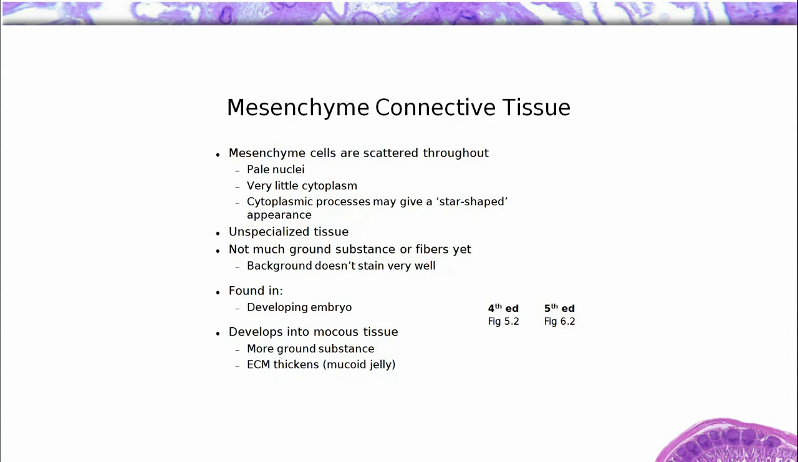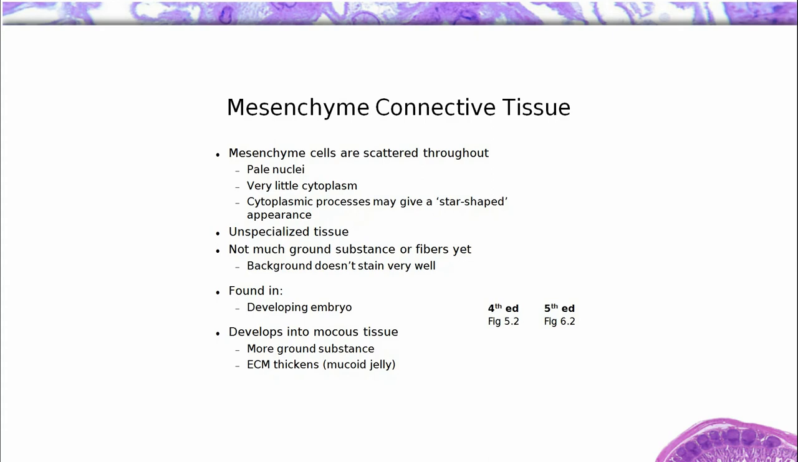Okay, so let's talk about the tissues now. So I mentioned mesenchyme cells and tissues. And so mesenchyme cells are basically scattered throughout a mesenchyme tissue. There's not much ECM in a mesenchyme tissue because mesenchyme cells are mostly fairly inactive. Okay. One of the things you'll notice about mesenchyme cells, if you do find them, is that they have kind of a star-shaped appearance to them. Well, we would call it star-shaped, I suppose, but it doesn't really have a specific shape to it.